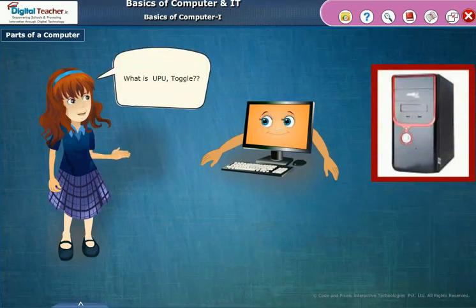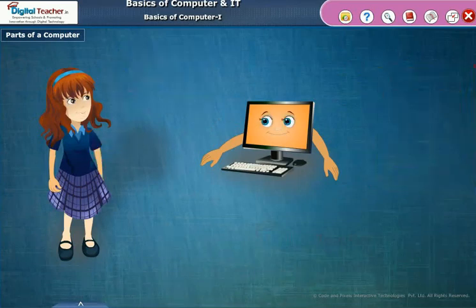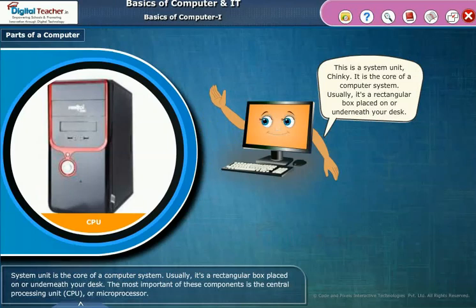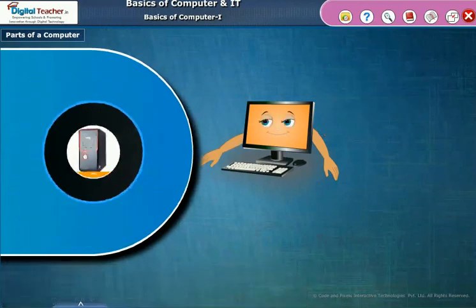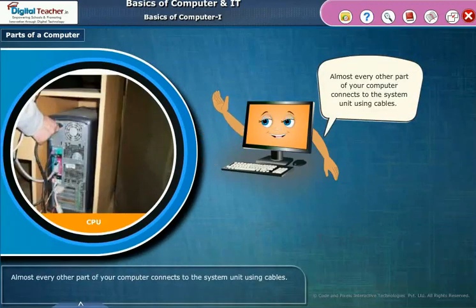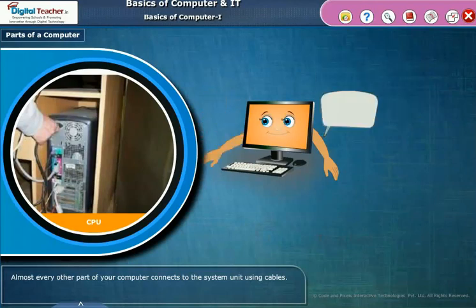What is CPU, Toggle? This is a system unit, Chinky. It is the core of a computer system. Usually, it's a rectangular box placed on or underneath your desk. Inside this box are many electronic components that process information. The most important of these components is the CPU or microprocessor. Almost every other part of your computer connects to the system unit using cables.